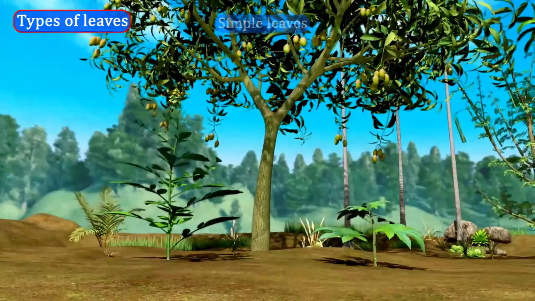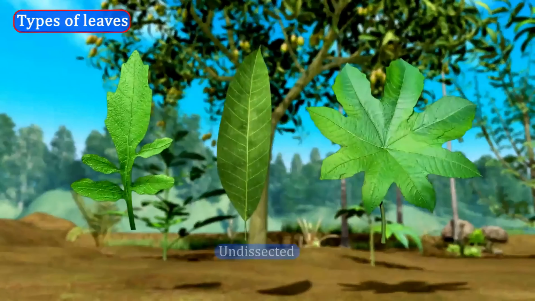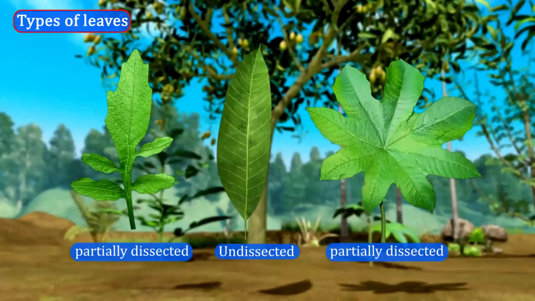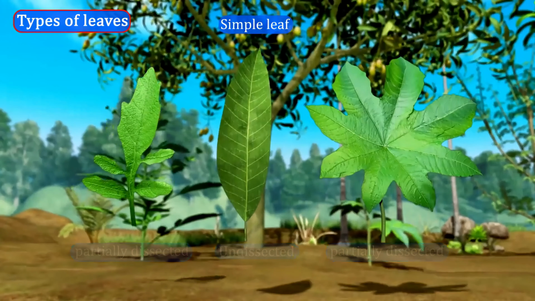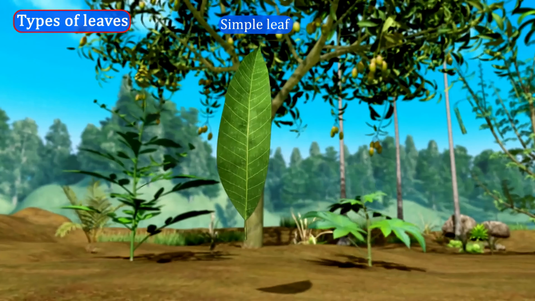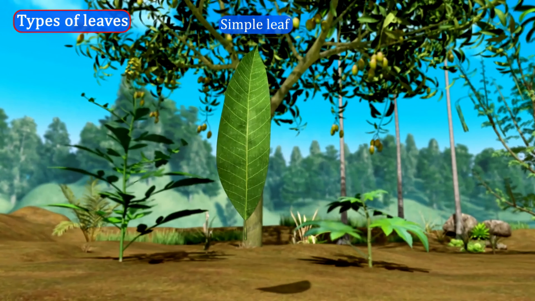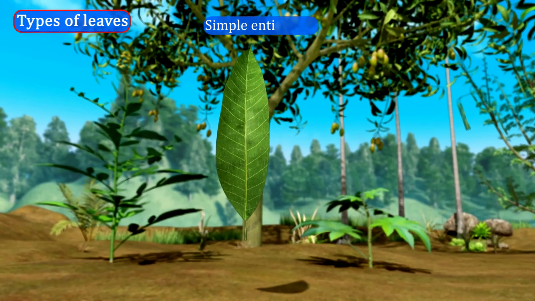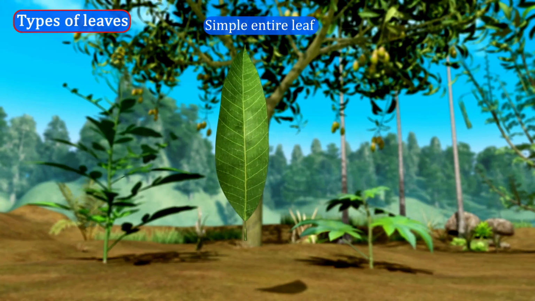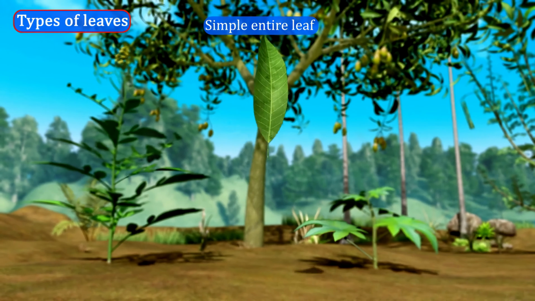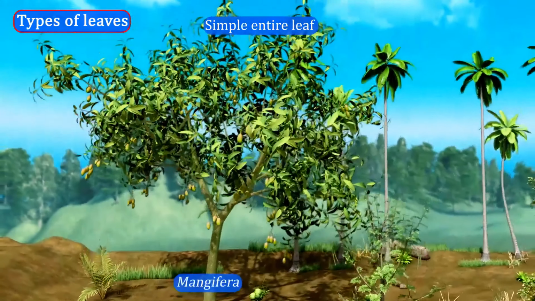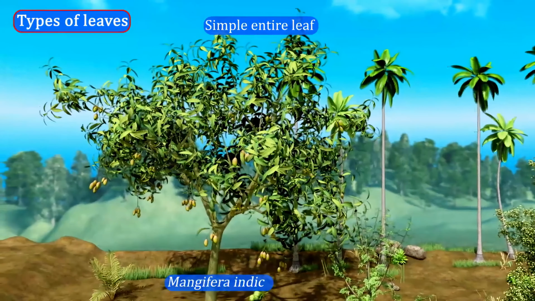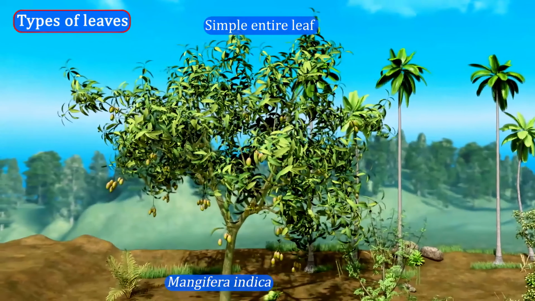Simple leaves. A leaf with undissected or partially dissected lamina is called a simple leaf. A simple leaf with undissected lamina is called a simple entire leaf or unlobed leaf. Such leaves are seen in Mangifera. Mangifera indica is the botanical name of the mango plant.